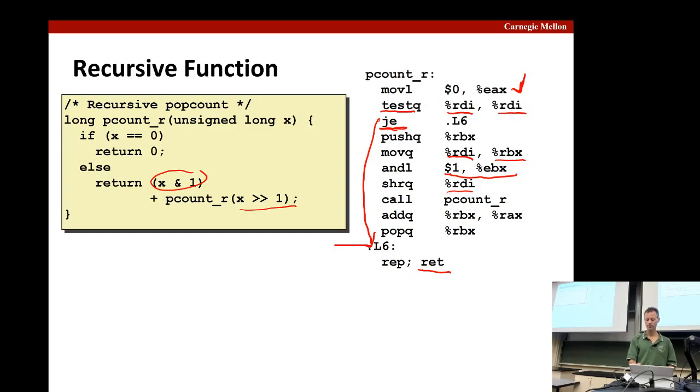When you return, we have the value that gets returned, and we have the value that we squirrel away, and so we add those two together, and then we restore what was in RBX, and then, all right, then we return. Okay?